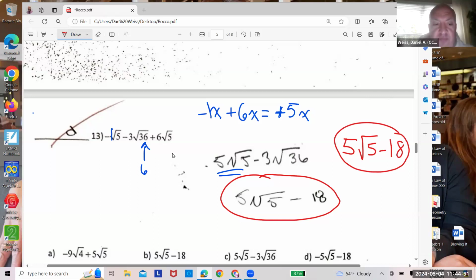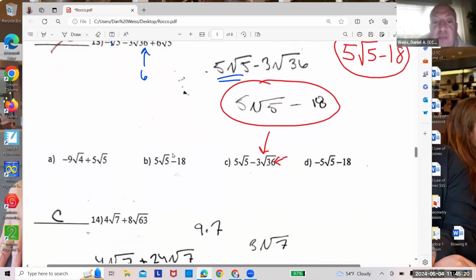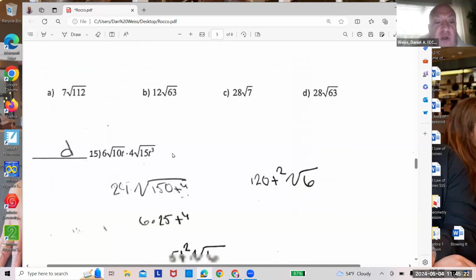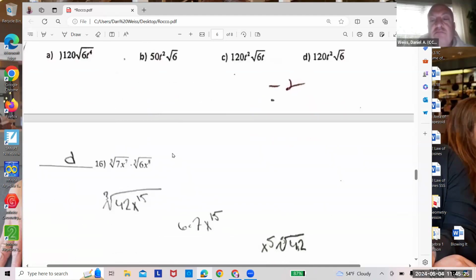Now, that is the same as this, but I'm sorry, if you're going to tell me that you are not supposed to simplify this square root of 36 to 6, I have a problem with that teacher. I don't know. I would be interested to find out what the answer is. Okay, I'm going to move along.